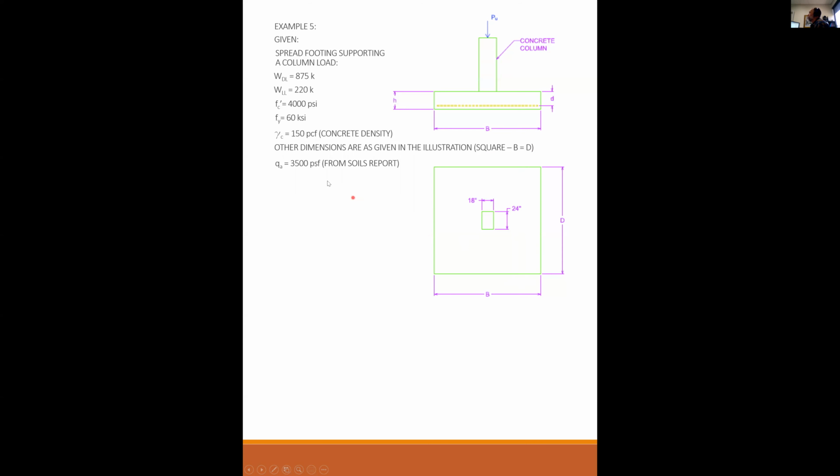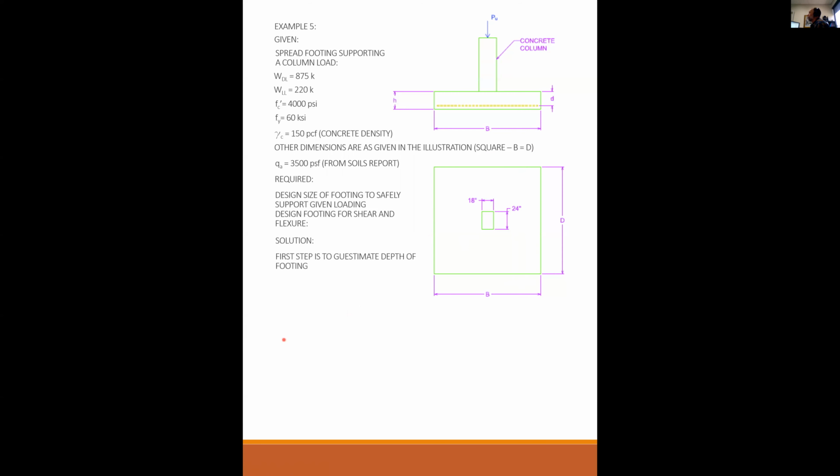QA from the soils report is given as 3,500 PSF. So what is required? Design the size of the footing to safely support the given loading. Design the footing for shear and flexure.